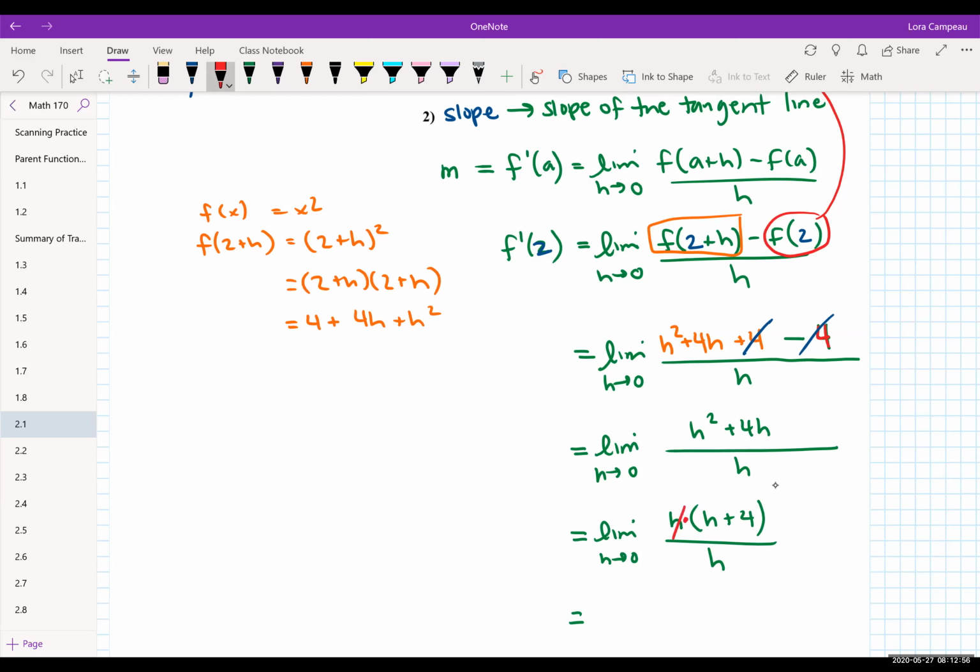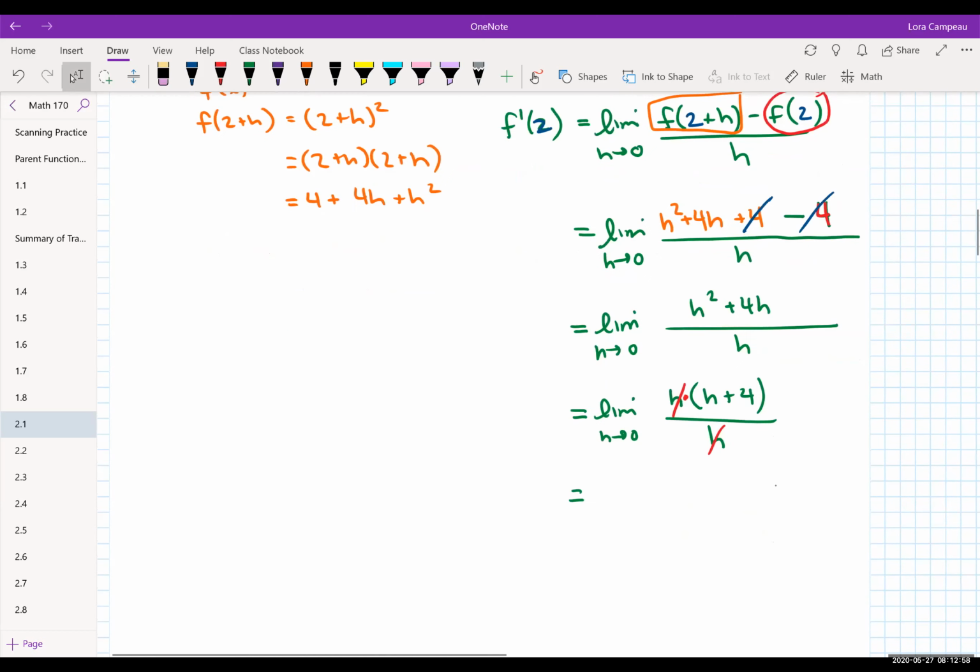You're only allowed to divide out factors, not terms. So you got to be really careful. And so we have the limit as h approaches 0 of h plus 4. Now if you notice, if you were to plug in 0, you're not making the function undefined. So you finally have, by direct substitution, your slope of the tangent line is going to be equal to 0 plus 4, or you just want to say 4. I know you could do that in your head.